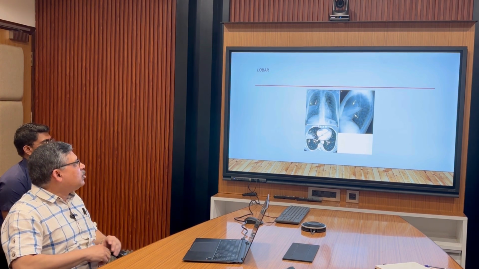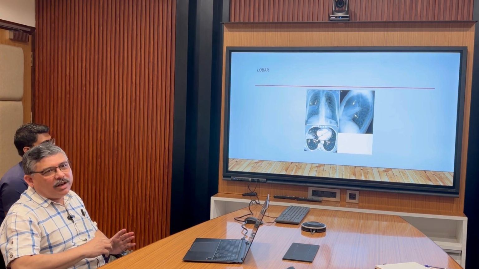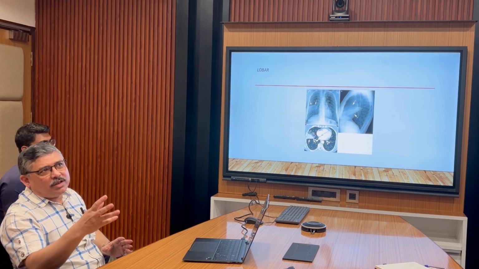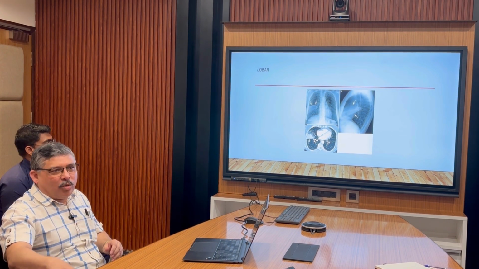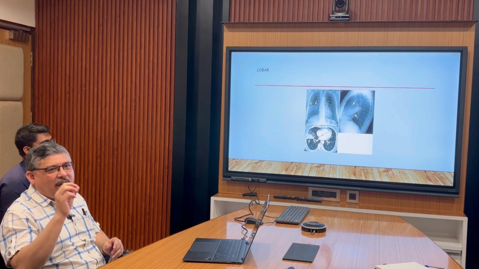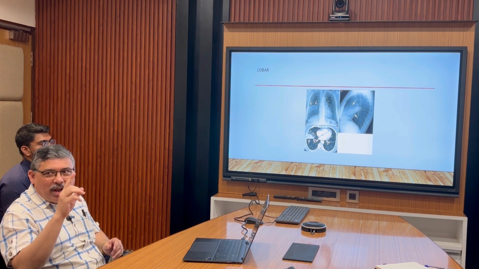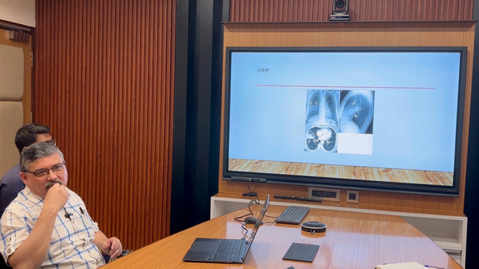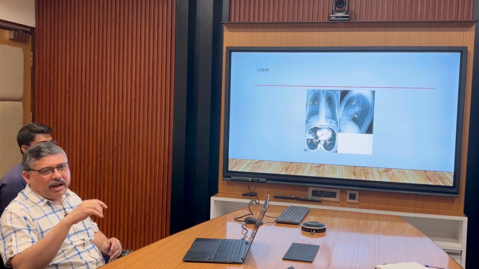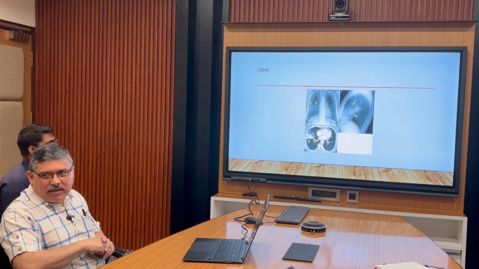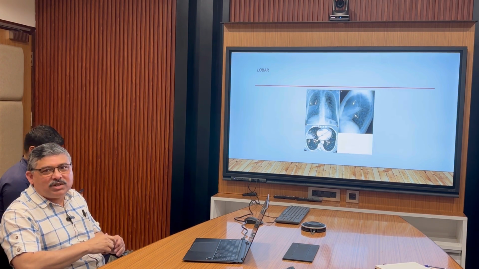What should be there in a consolidation? How do you know it is consolidation or collapse? There should be an air bronchogram. You should be able to see airways within the opacity. This is more characteristic of a CT finding rather than an X-ray finding, but in X-rays also you tend to see it.